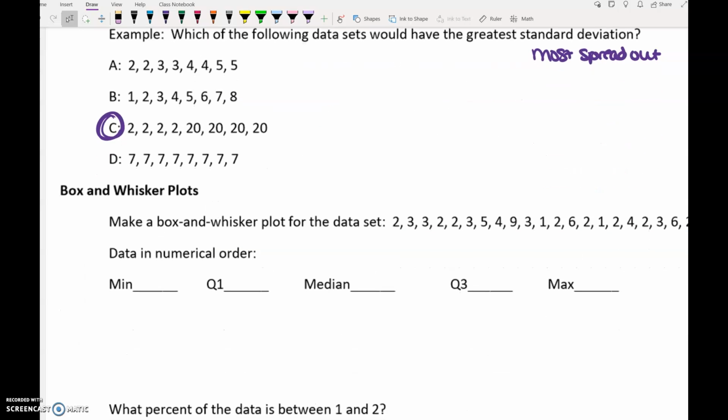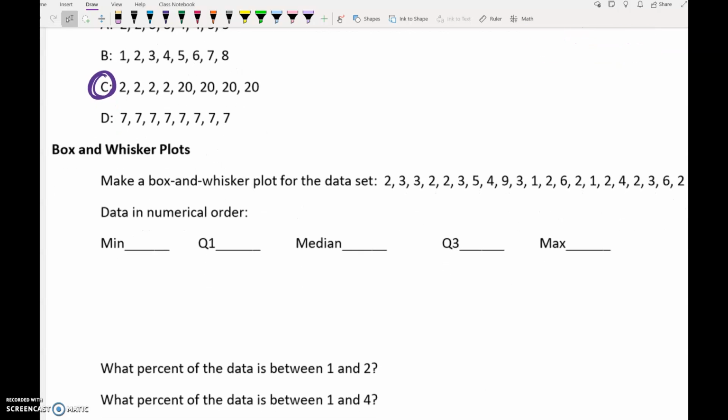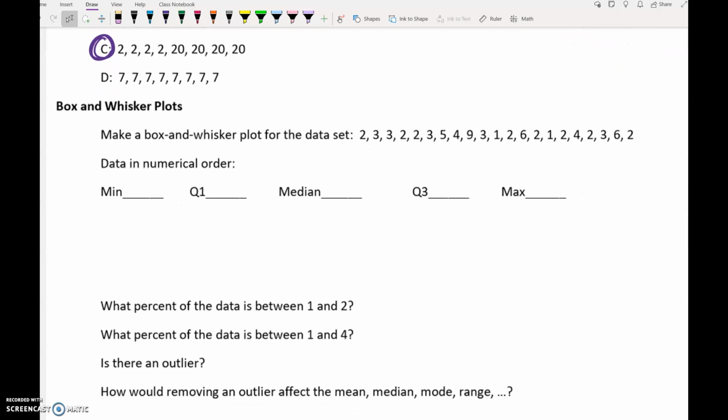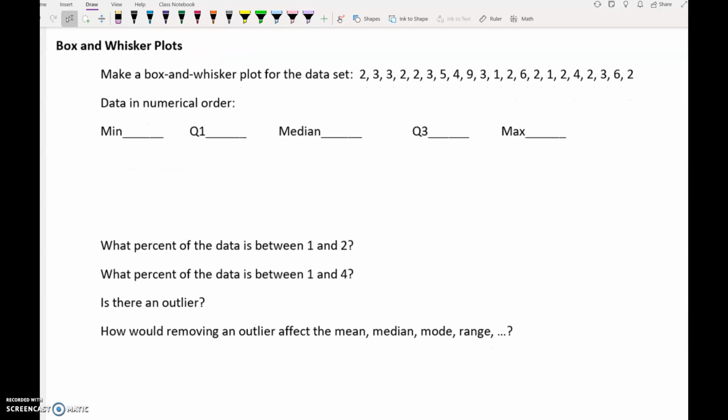Box and whisker plots are unique. It's a unique way to display data, and I honestly don't think box and whisker plots get enough love. They're actually really cool. We're going to practice making a box and whisker plot, but first we need to put the numbers in order from smallest to largest. So pause the video, take a moment to write these numbers down in order from smallest to largest.